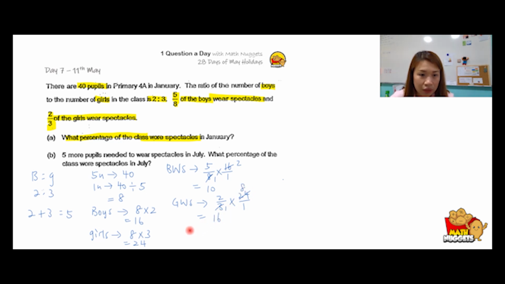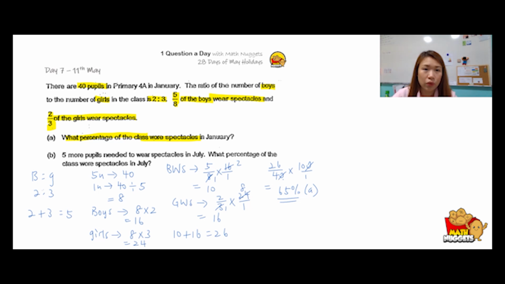So what percentage of the class wore specs? So total who wear specs would be 10 plus 16, which is 26. So in order to find the percentage, it will be 26 out of 40 times 100. That gives me 65%. That's the answer for part A.